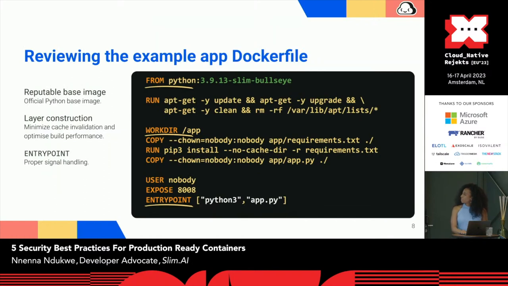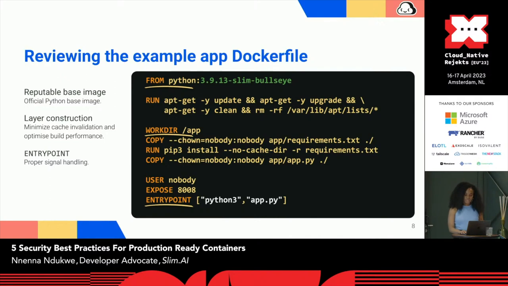So now we're reviewing the Dockerfile of the official Python base image. And we see that it is using an official base image and a work directory that's defined, which is good. It has good layer construction and minimized cache invalidation, and it optimizes build performance. The files are copied in only as required, and we are exposing a port. And also, we're using ENTRYPOINT, which is good for proper signal handling.